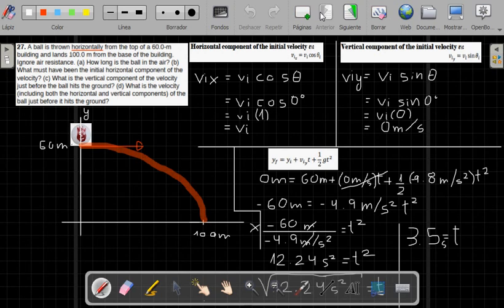Now, we must answer part C. Part C says, what is the vertical component of the velocity just before the ball hits the ground? Don't forget that we already have a vertical velocity, but this one is the initial vertical velocity, and they're asking us about another velocity. This time, they're asking us about the velocity just before the ball hits the ground.